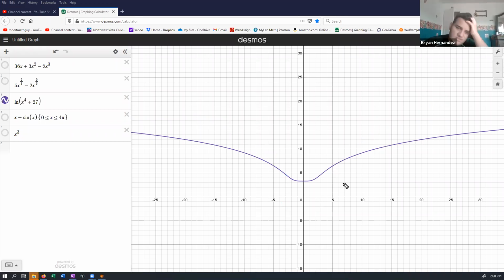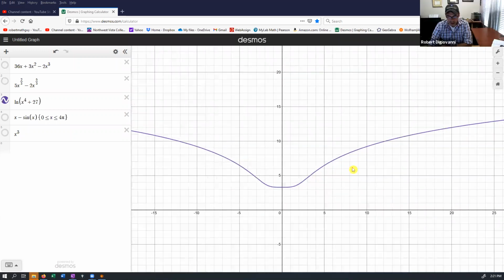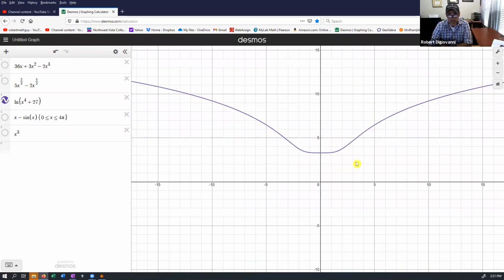To find the inflections, you want to use math, right? Not just look at the graph. Do you think you could look at this graph and tell me what the inflection points are? Not if it's blatantly obvious, no. Yeah, if it's not blatantly obvious, which I don't think it is here. So this begs the question, right?